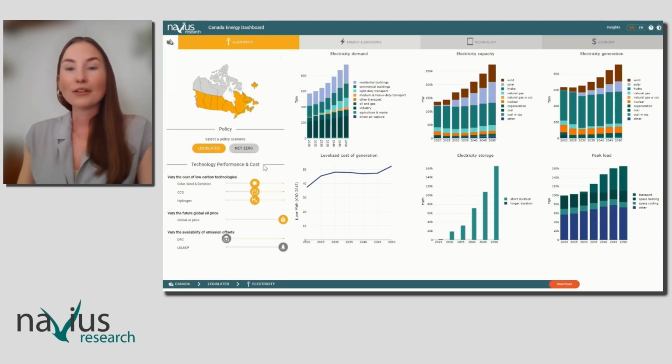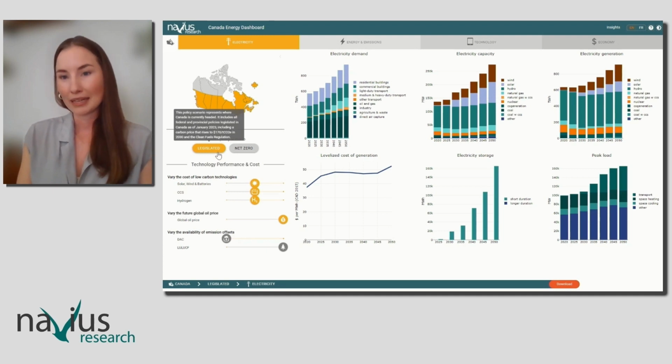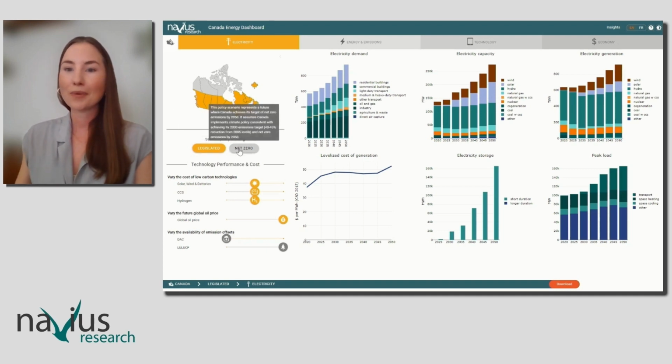Here you can select a policy scenario, either legislated or net zero policy. Legislated policy includes all federal and provincial policies legislated as of the beginning of this year, including a carbon tax that rises to $170 per ton and the clean fuel regulation. It doesn't include any policies announced in the federal emissions reduction plan. And then net zero policy simulates an economy-wide cap and trade system that requires Canada to achieve its 2030 emissions target and net zero emissions by 2050.